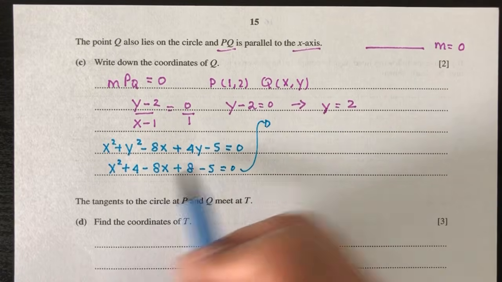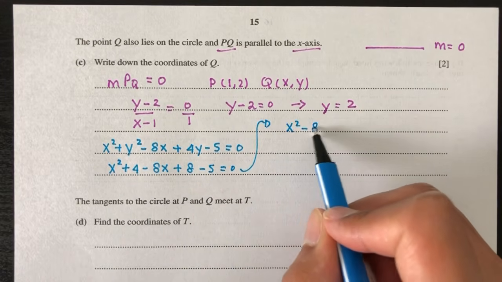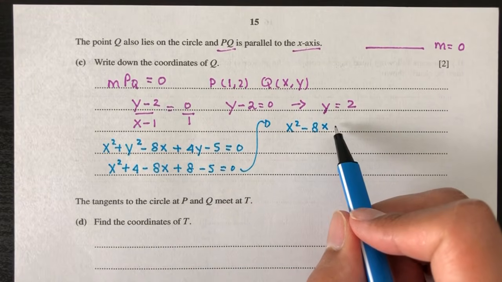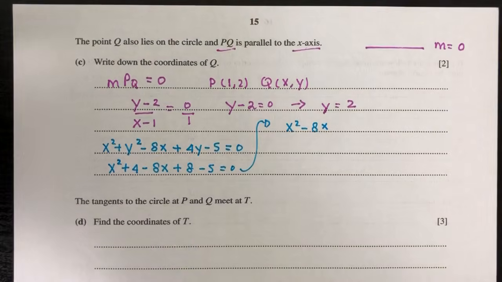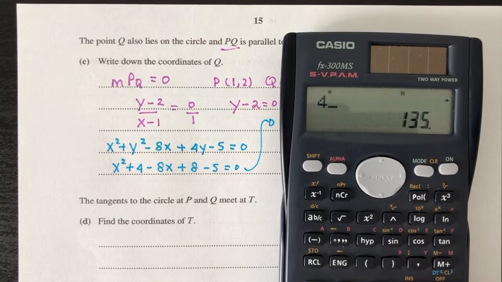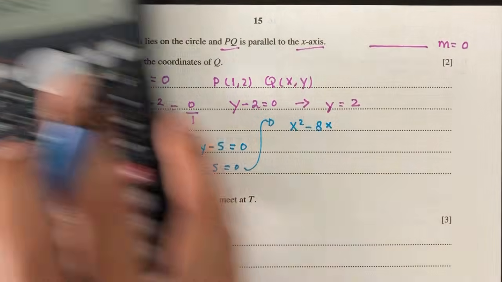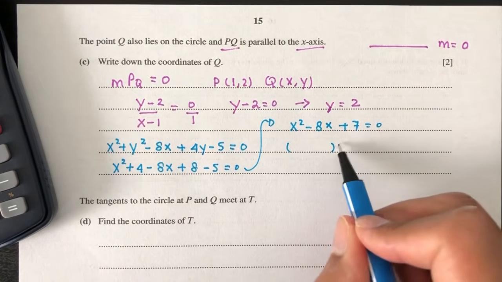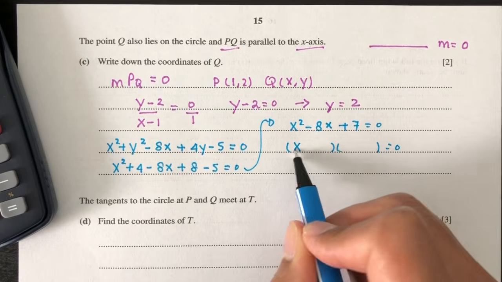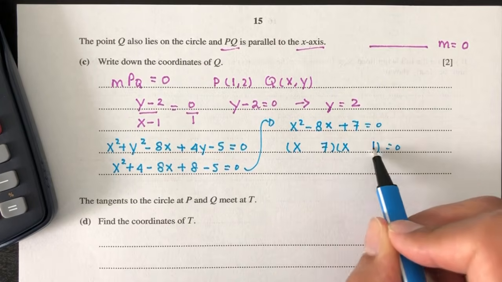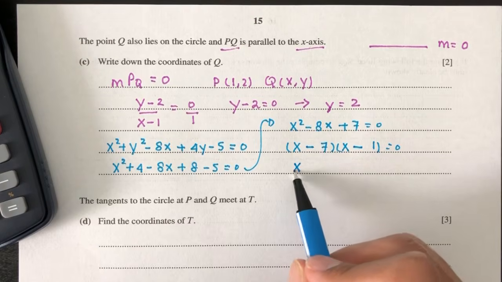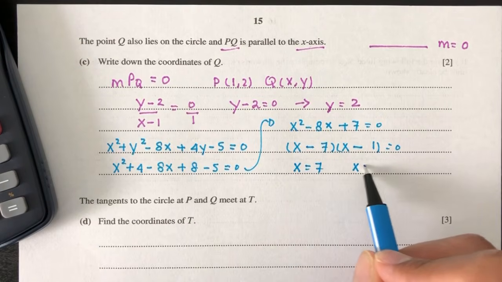From this you will have x squared minus 8x, and then plus, so let's check, we have 4 plus 8 minus 5. That will be plus 7. So let's solve. We have brackets. x squared is x times x. 7 is 7 times 1. For us to get minus 8, it has to be minus 7 minus 1. Value of x will be 7, or it can be 1.